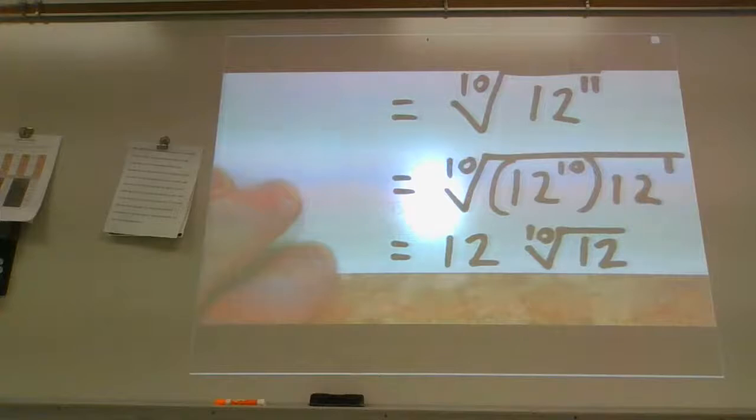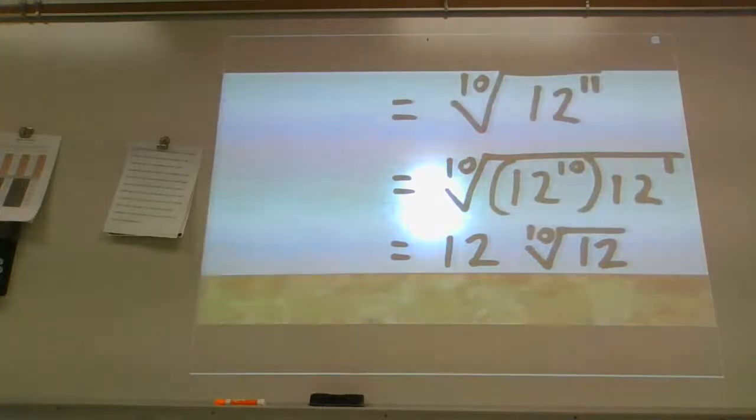The general rule of thumb is this. How do you know you're done? How do you know it's simplified or not? Convert it to radical form and see if anything escapes. That is your rule of thumb.